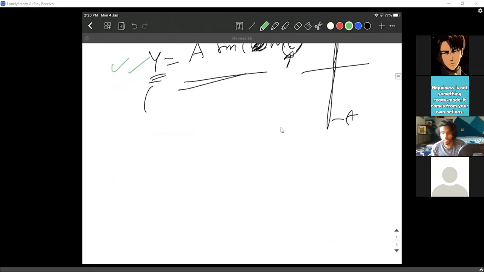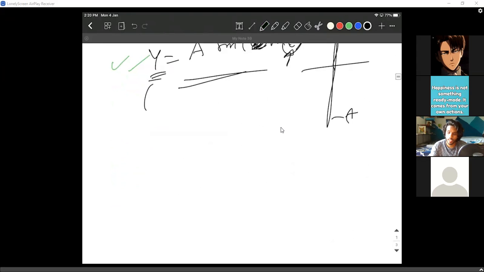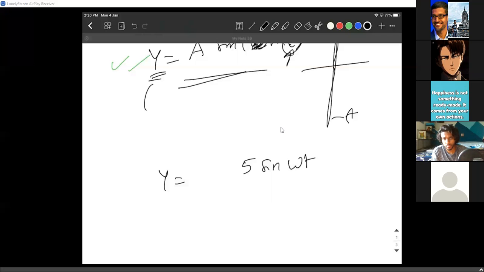Now the next question is, can this represent an SHM? 5 sine omega t. Can this represent an SHM? Yes, sir. It can happily represent an SHM. Plus 5 and minus 5 are the amplitude, right? Yes, sir.